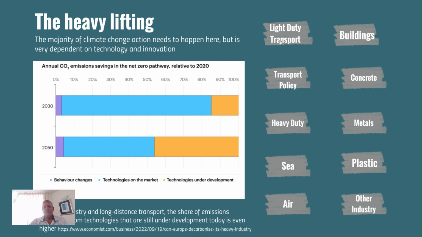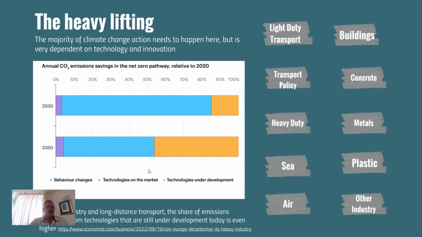And again, light duty transportation, heavy duty transportation, sea, air, and policy is an area. And then industry, which I've divided up myself into buildings, concrete, metals, particularly steel, plastics, and other industry. And that's, again, where a lot of the challenges are, but a lot of opportunities. But these are the areas where, if we're going to move to a circular economy, these are the topics that need to be tackled. And why are these important?